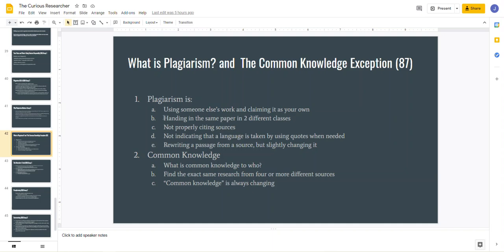So just to refresh everybody's memory of what plagiarism might be: using someone else's work and claiming it as your own is plagiarism. Handing in the same paper in two different classes, not citing your sources properly, that is critical. Sometimes students might inadvertently plagiarize by appropriating too much of the language of a source and including that in their particular research essays, okay?